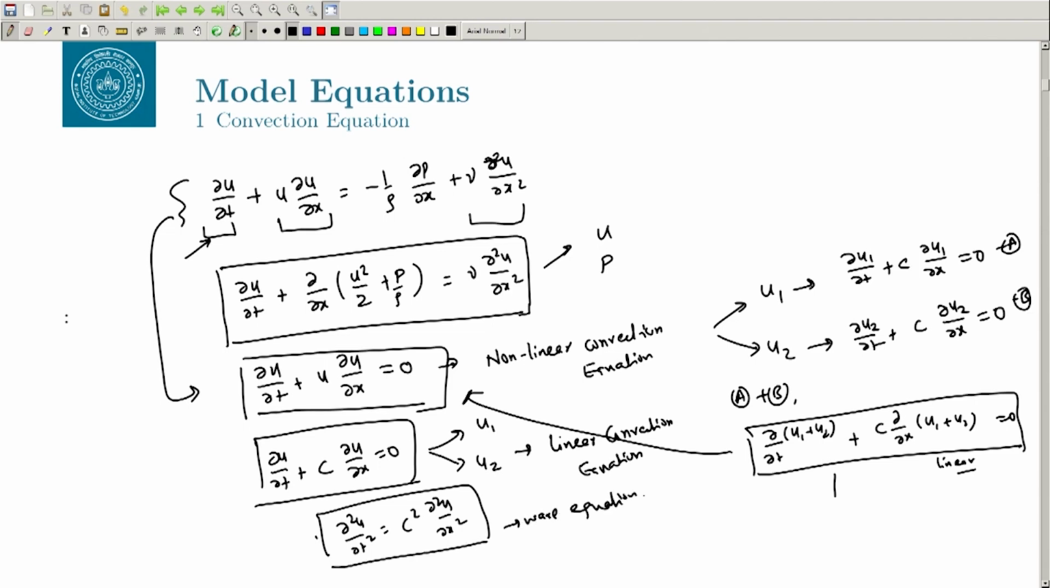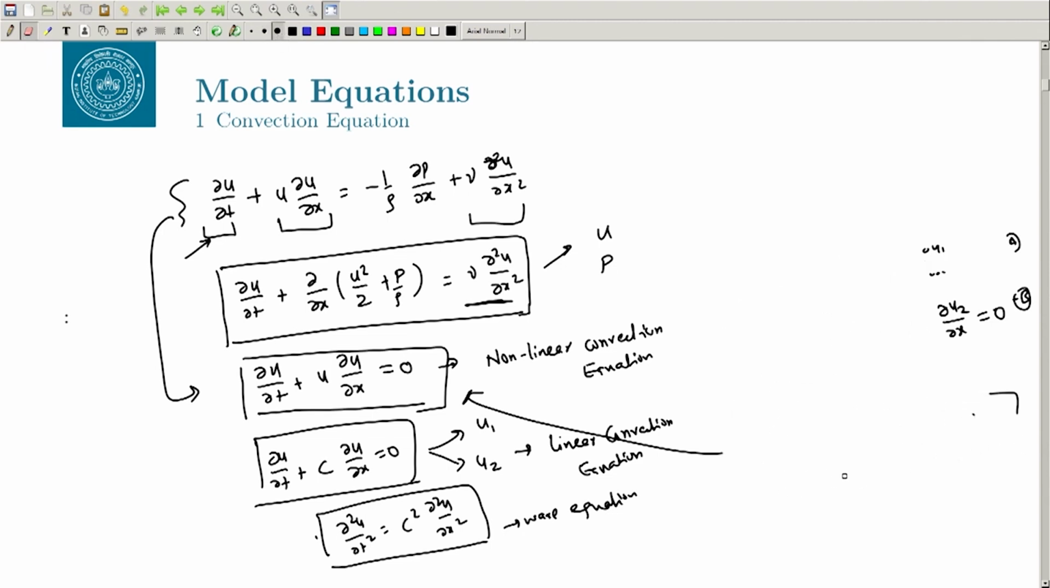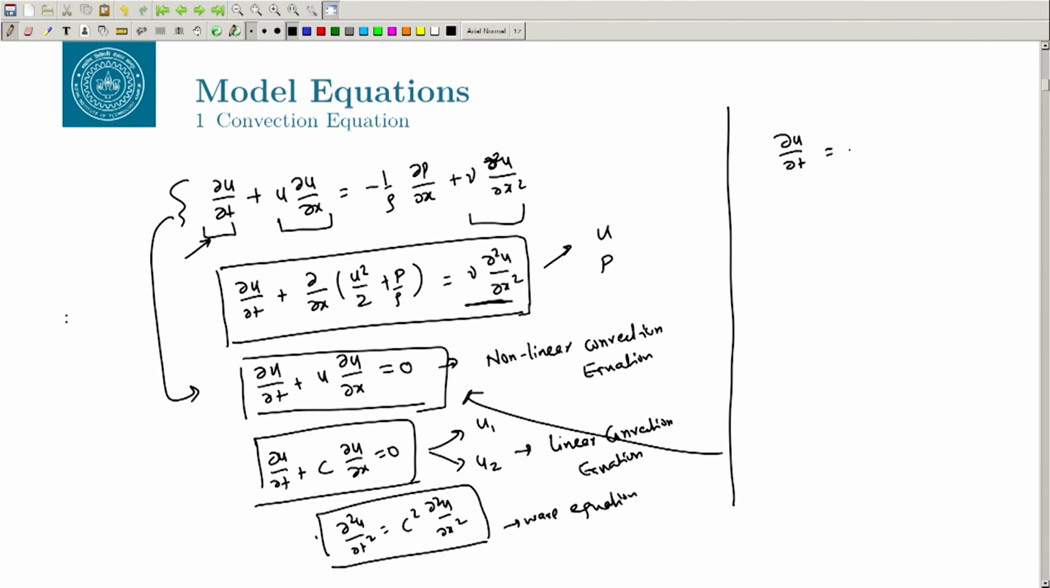Other term that we need to worry about in this is the diffusion term. So, let us look at that also separately. How will that look like? We will have del u by del t is equal to nu del square u by del x square. I am ignoring the convection term. So, first we consider the convection term and then we are considering the diffusion term.